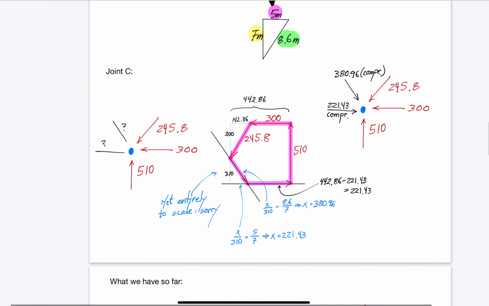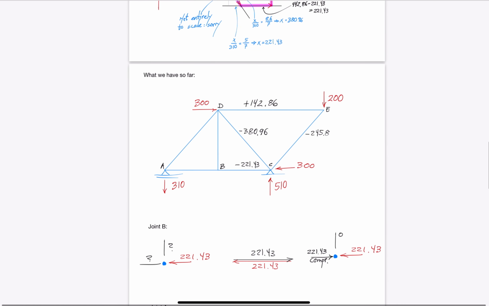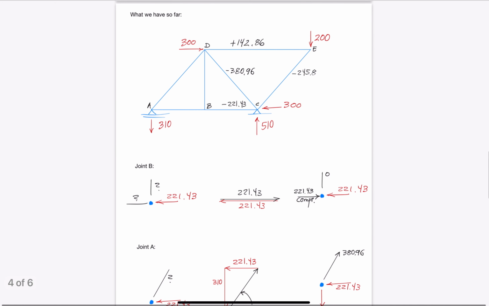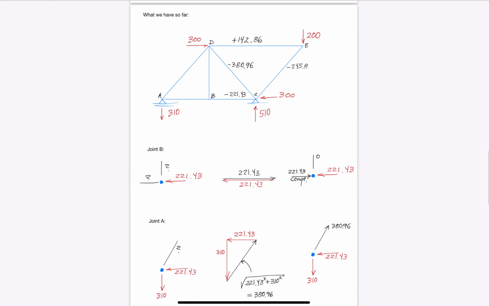Next, we move to joint B. This is an unusually simple joint, because the known force in the horizontal member is directly matched by the unknown force in the adjacent horizontal member. There is no force in the vertical member. Next, we move to joint A on the very left-hand side.